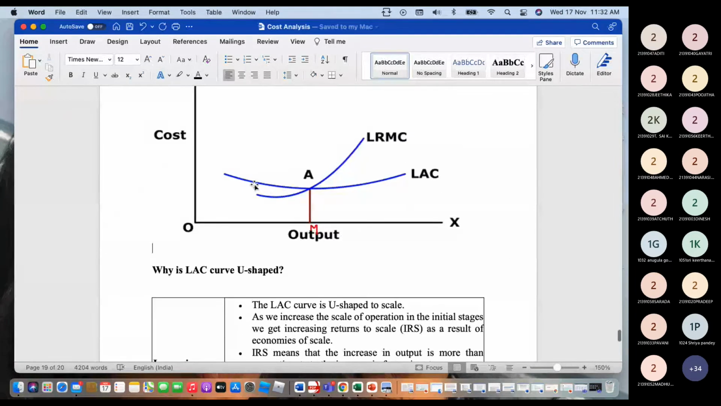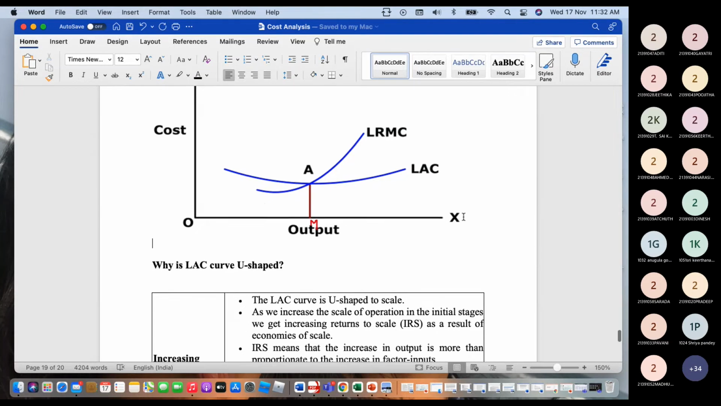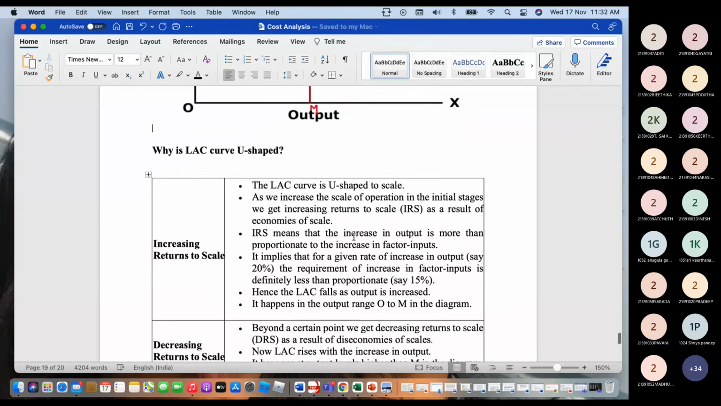So this is the reason why we have the U-shaped LAC curve. In the beginning, the economies of large scale production are more. Later, the diseconomies of large scale production are more. That is why the cost is increasing. Here the cost is decreasing, and at the middle point, the economies and diseconomies balance each other. That is the level of output at which the firm's cost is minimum, because of the balancing of the economies and diseconomies of scale.